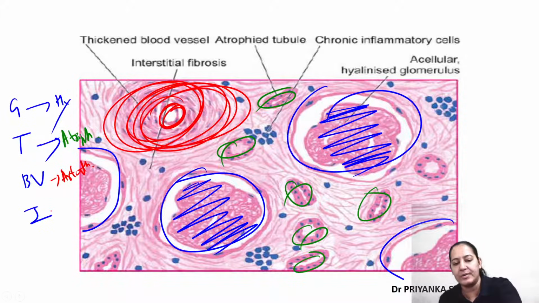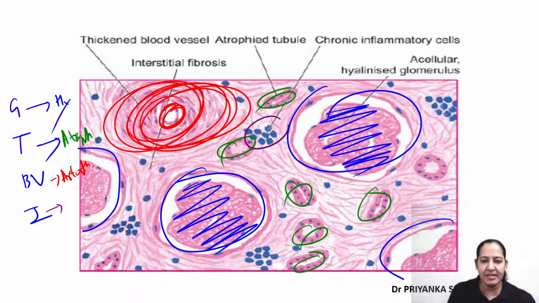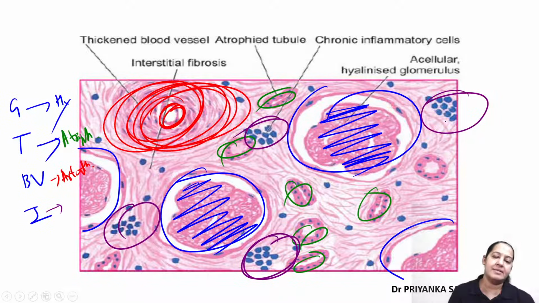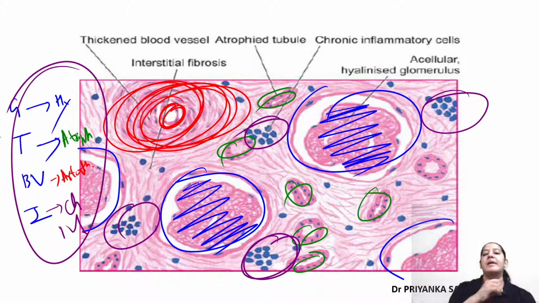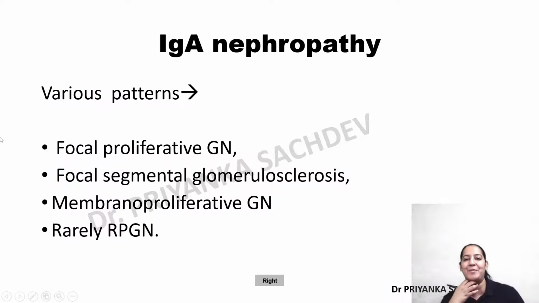Right? And see the interstitium. Can you see the background? The interstitium. In the interstitium, see the collection of cells. Now, please see, Siddhika, all these cells are only chronic. That is, they are lymphocytes, they are not neutrophils. So, chronic inflammation. So, that is the summary of chronic glomerulonephritis.